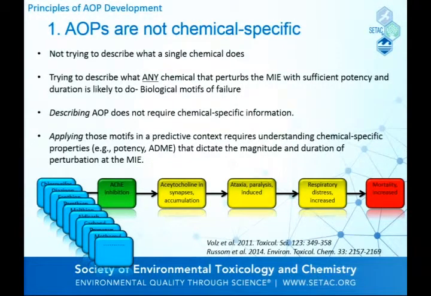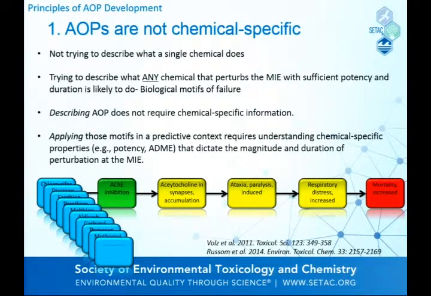As an example, here we have an AOP for acetylcholinesterase inhibition leading to mortality. We're not trying to describe a separate AOP for every organophosphate pesticide and every carbamate pesticide. We don't need that. We can start here at acetylcholinesterase inhibition, describe that downstream biology. So in describing an AOP, we don't need chemical-specific information.